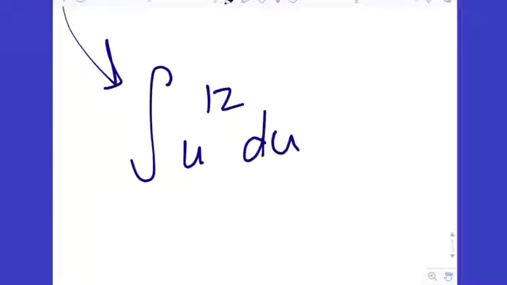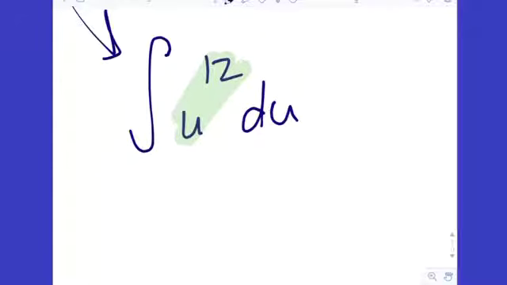So at this point, it doesn't matter if it's u du, p dp, x dx. We could treat it like we would normally treat x to the 12th dx. So this is pretty darn easy. There's nothing to worry about now. It's just the simple power rule, right? What is the antiderivative of u to the 12th? 1 over 13 u to the 13th, right?